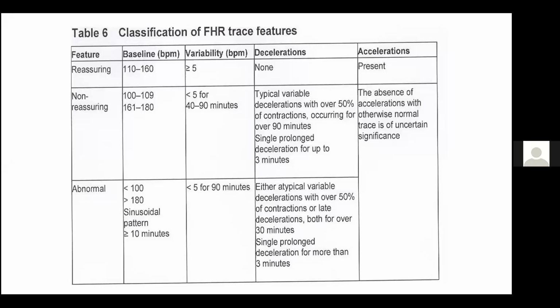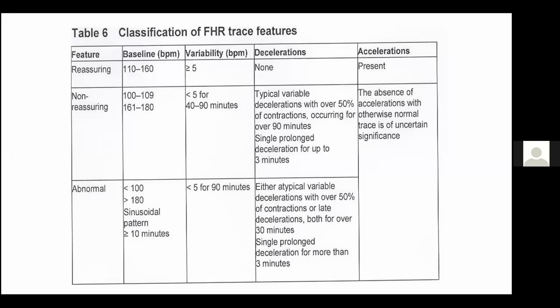So in summary, what are we saying? In the CTG, you've got normal or reassuring features. So what are the reassuring features? Heart rate is normal, variability is more than 5, there are no decelerations, and accelerations are present. So you will say that everything is reassuring here. So this will be your normal CTG.